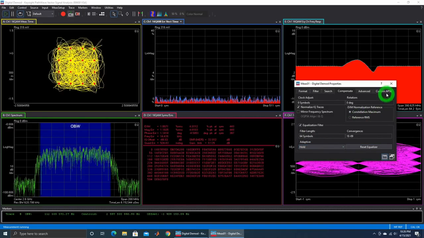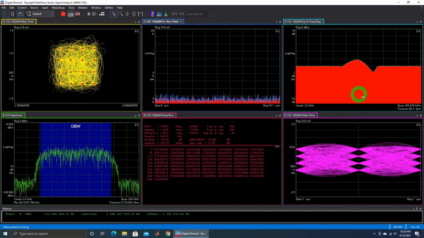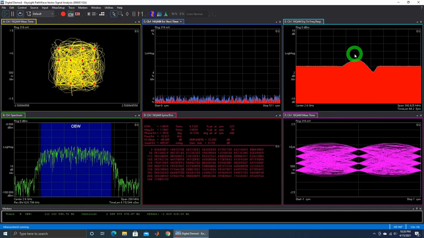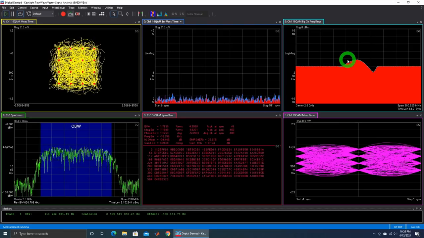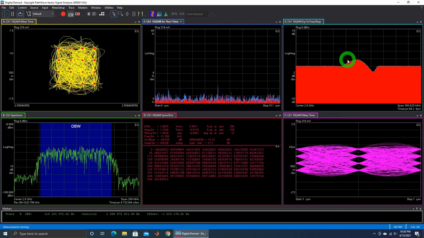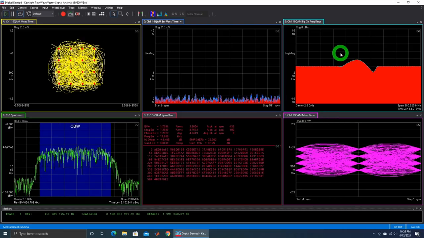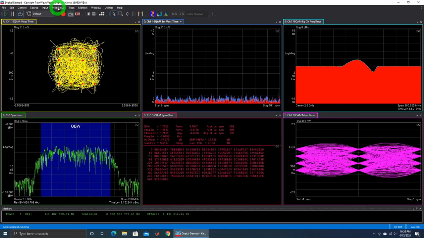So now we have stored in memory this equalized channel. This is a frequency response, and this is coming from our modulator. It means that the modulator doesn't have enough bandwidth. So far everything looks great. There is no problem.